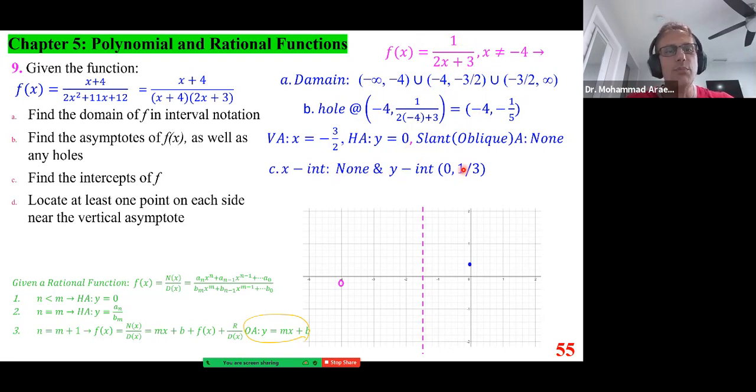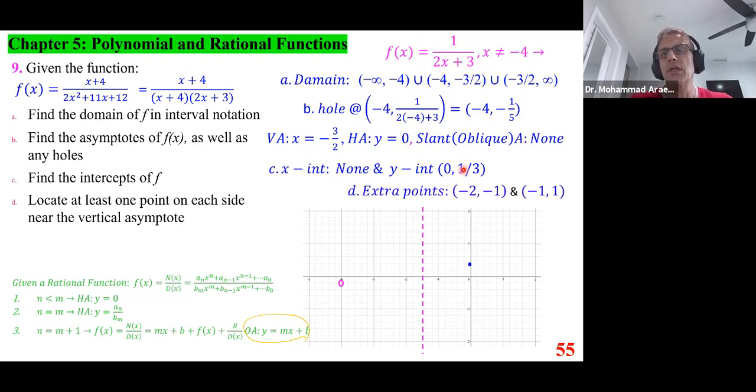Locate at least one point on each side. So just pick some points to the left. Remember, x is equal to -3/2. To the left of it, like -2, to the right of it, like -1. Put it back into the original function, and it gives you the pair. And the idea is this: because this is your horizontal asymptote, the graph either looks like this or looks like that.